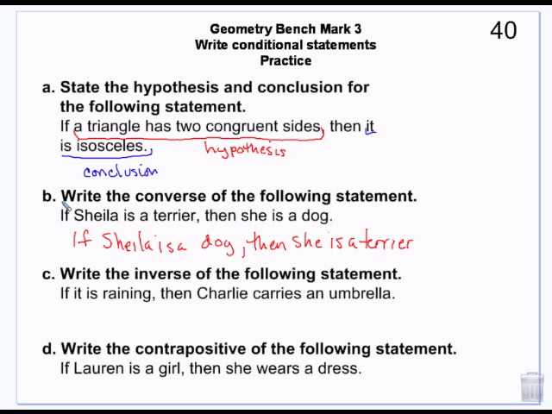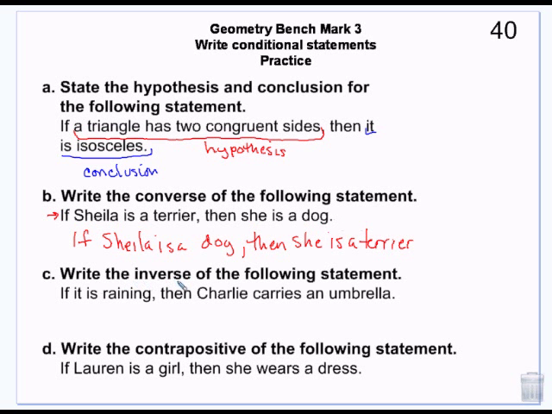Okay, this one, the conditional, that's true, right? If she's a terrier, she's a dog. That's true because terriers are dogs. But if she's a dog, then she's a terrier. That's not necessarily true. We can find an example that's not true. Sheila is a German Shepherd. Then she's not a terrier. This statement is false. This statement is true.